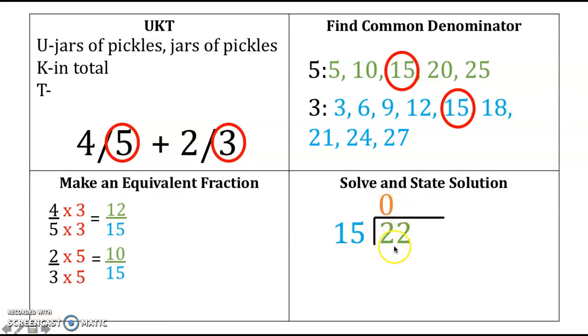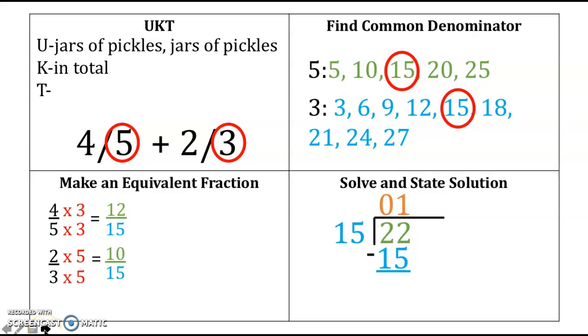Looking at our first digit, how many groups of 15 can we take away from 2? We know 0 groups of 15 can be taken away from 2 because that would give us a negative number. Now, looking at this 22 as a whole, how many groups of 15 can we take away from 22? I know at least 1 group of 15 can be taken away from 22. Now, if I were to put 2 up here, that would give me 30, and I cannot subtract 30 from 22. That would give me a negative number. Next step is multiply. 15 times 1 is 15.